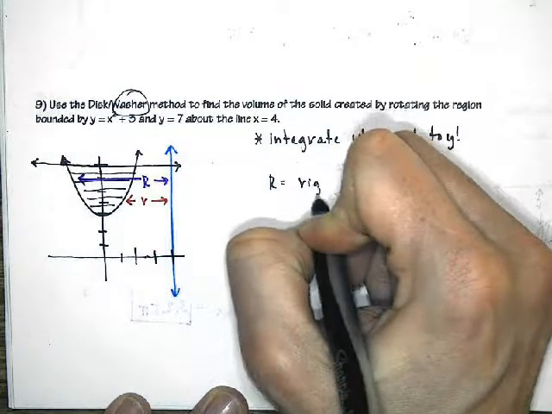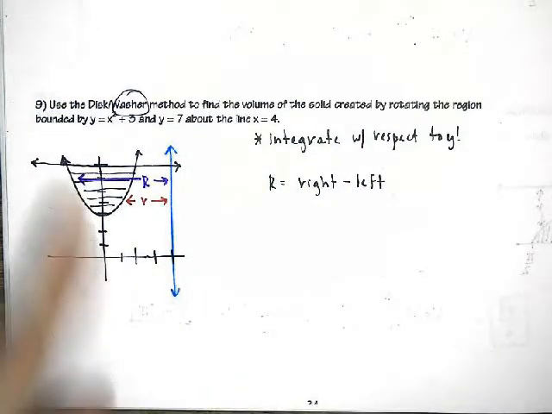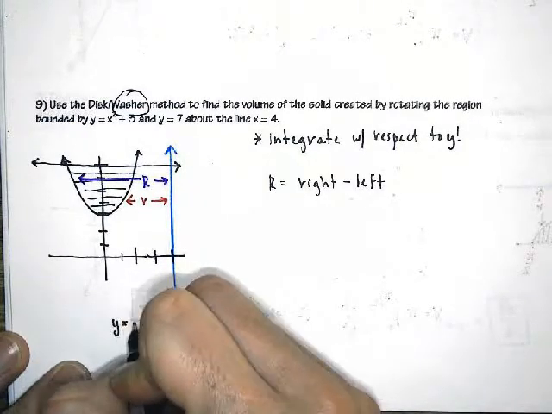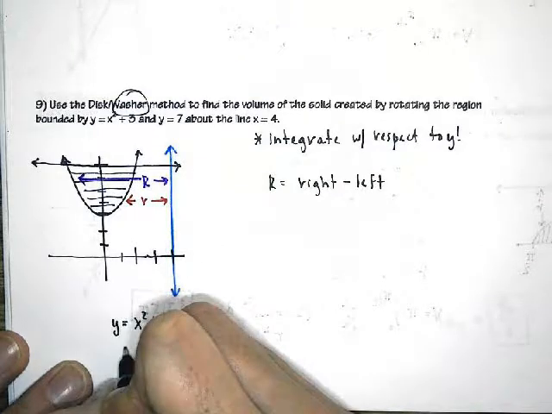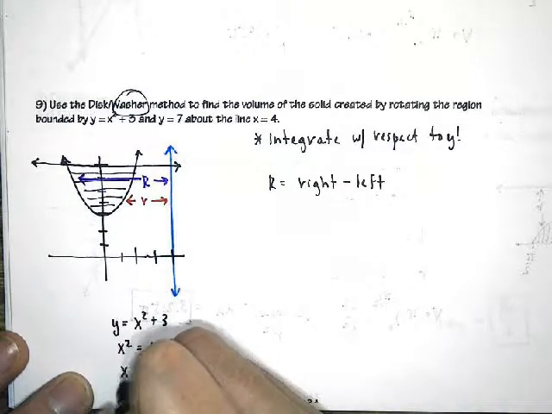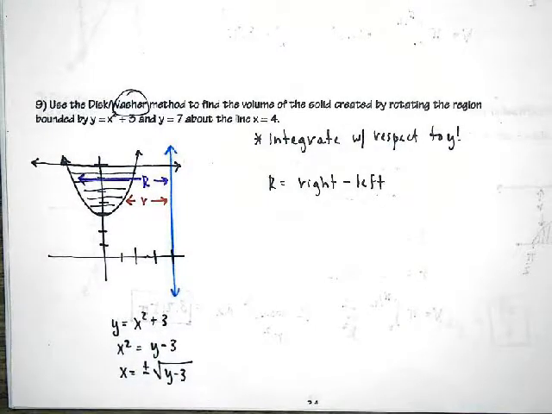right minus left. So now what I'm going to do right now is get my function solved for x. y equals x squared plus 3, so x squared is going to be y minus 3. So x equals positive or negative square root of y minus 3.